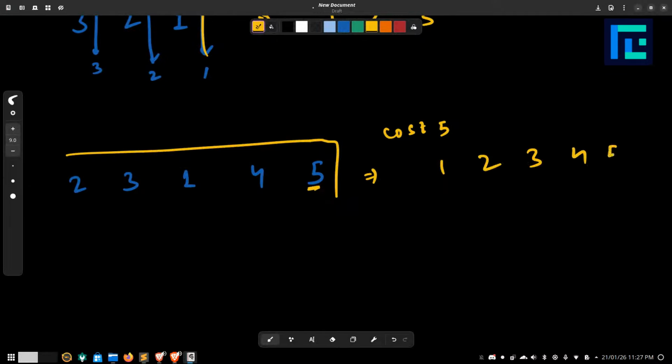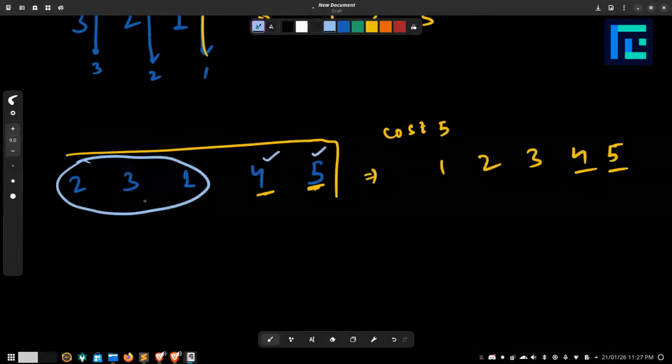But what we can observe is that these 4 and 5 remained in their position and didn't actually need sorting. So we might actually get a better cost. What we need to do is sort the array till here only, because 4 and 5 are already at the correct positions.